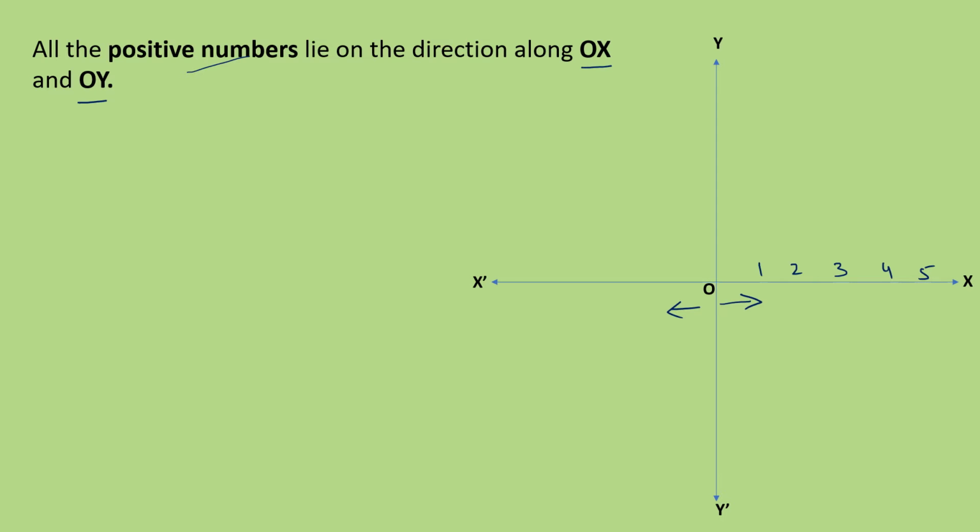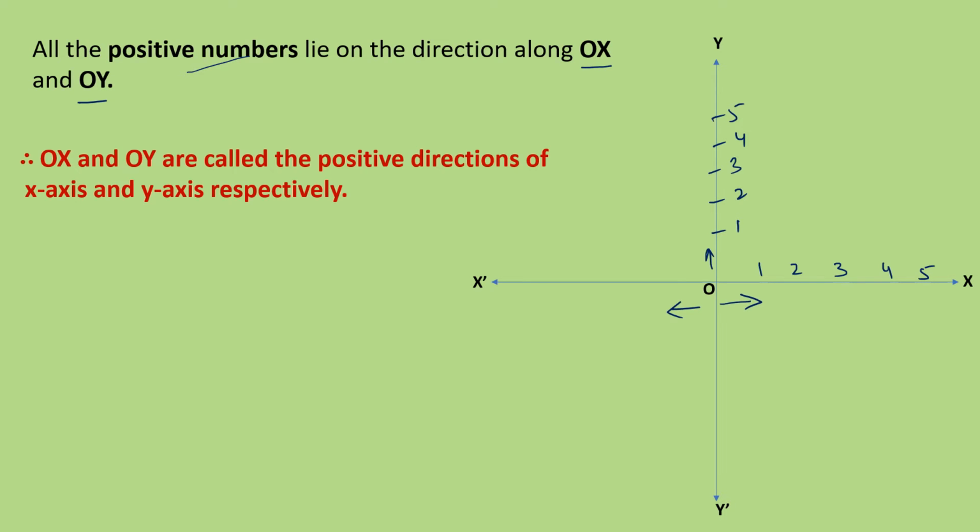It is written that all the positive numbers lie in the direction along OX in the x-axis, and in the y-axis all the positive numbers lie along OY. So here all the positive numbers will be there, 1, 2, 3, 4, and so on. So OX and OY are called the positive directions of the x-axis and y-axis respectively. That means OX is the positive x-axis and OY is the positive y-axis.